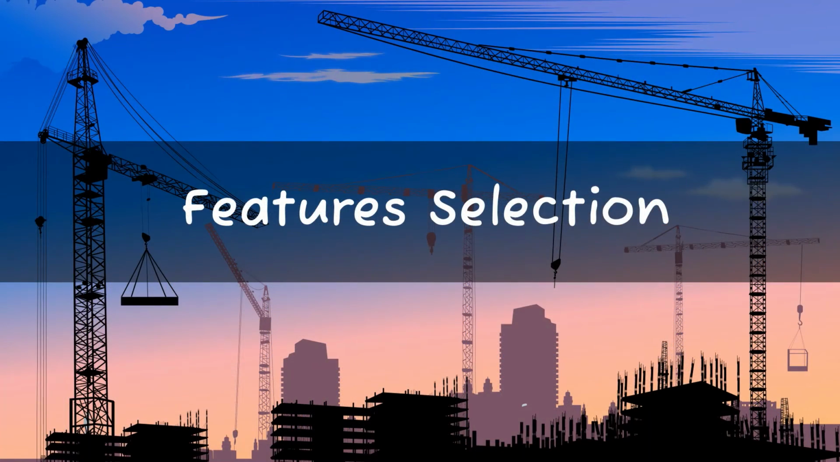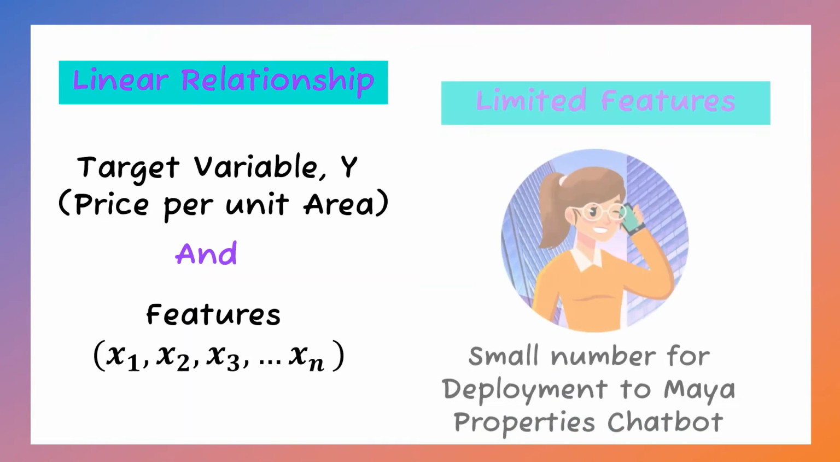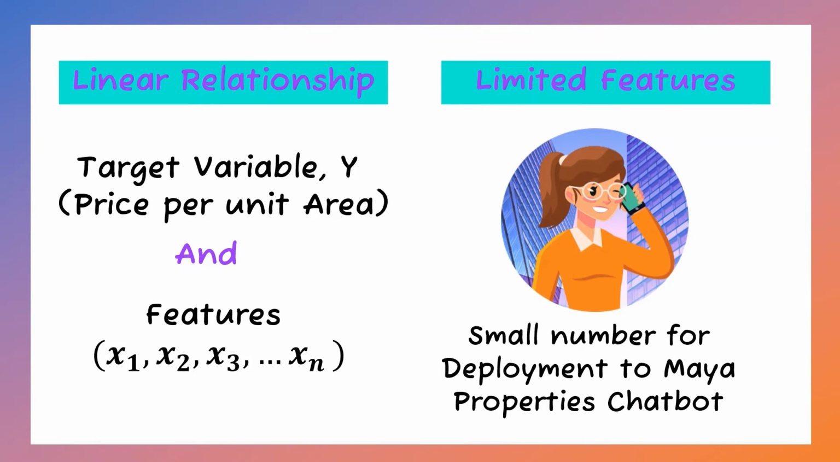Let's look at the feature selection. It refers to picking up the useful parameters from the dataset. We apply two criteria to the feature selection process. Firstly, to apply the linear regression model, the assumption is a linear relationship between the target variable, which is transaction price, and one or more of the other parameters. Secondly, since we are deploying the model to the Maya Properties chatbot, we want to limit the features to a small number of those with the largest impact on the transaction price.